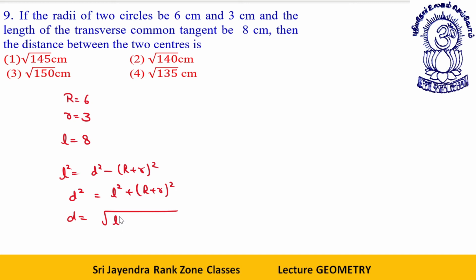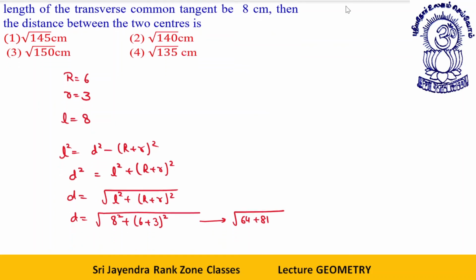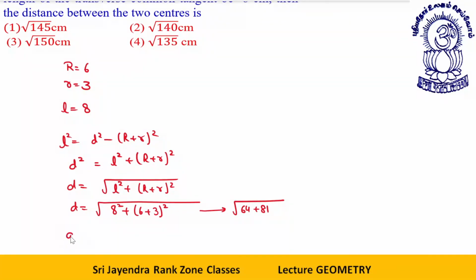square root of L square plus (R plus r) square. That is, D will be, L you are given as 8, plus (6 plus 3) square. This will give you what? 64 plus 81. D comes out to be under the root 145. Am I clear? Does it make sense?